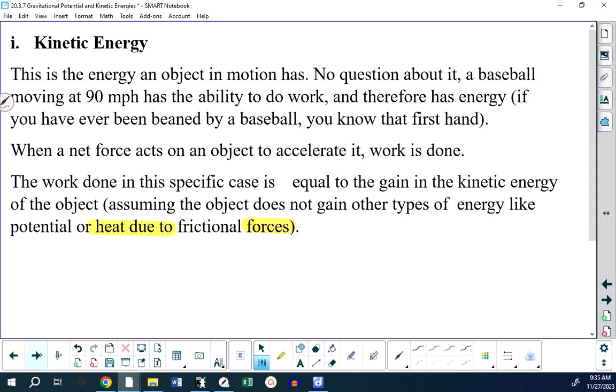So the work done in this specific case is equal to the gain in the kinetic energy of the object. And there's a correction in your notes that I will get to in a second. But what I'm telling you is the work done is force times displacement, but if you use the net force, you get the change in kinetic energy. And this is going to be a useful thing to know.